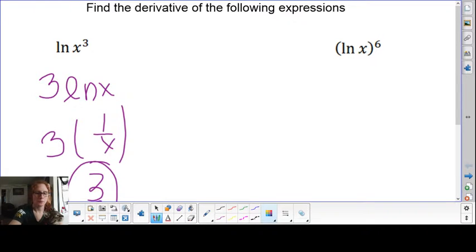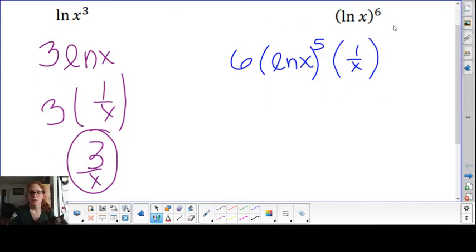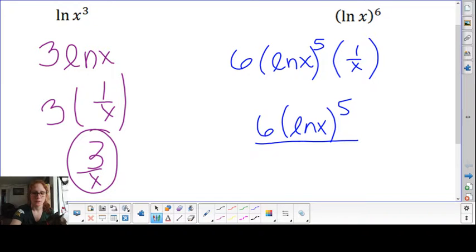However, the second one, because it's to the entire function, I'm going to have to go ahead and use a chain rule. So chain rule tells me I bring that 6 down, keep the inside thing the same, reduce the power by 1, and then take it times the derivative of the inside. And then the derivative of ln of x is just 1 over x. So we go ahead and simplify that guy. Everything in front goes on top, so I have 6 times the natural log of x all to the 5th, all over x.